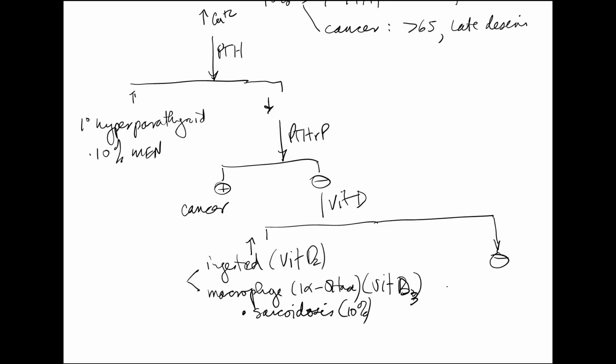This will include things like medications. The commonest medications for this will be thiazides and lithium. And we'll talk about those mechanisms later in the discussion. Hyperthyroidism can cause increased turnover of bone. And then there are specific types of cancers like multiple myeloma.